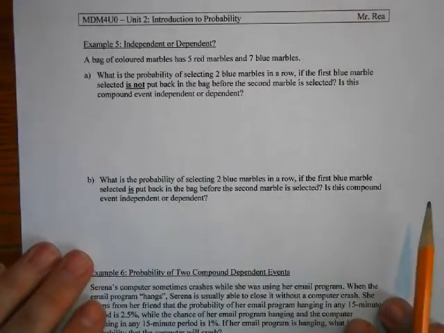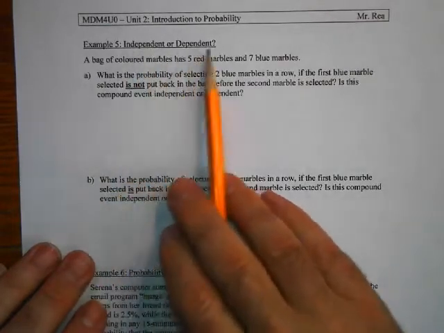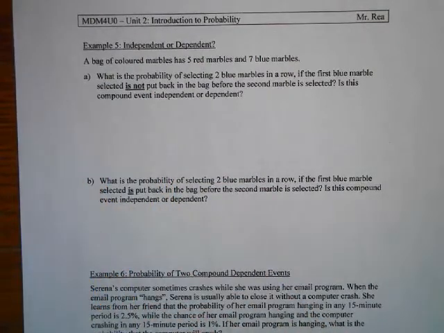Okay, example 5. So you can see I'm not really claiming the answer, and you'll see why when we do this. A bag of colored marbles has 5 red marbles and 7 blue marbles. What is the probability of selecting 2 blue marbles in a row if the first blue marble selected is not put back in the bag before the second marble is selected?